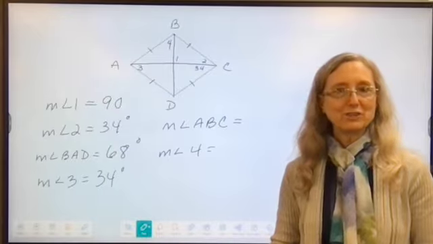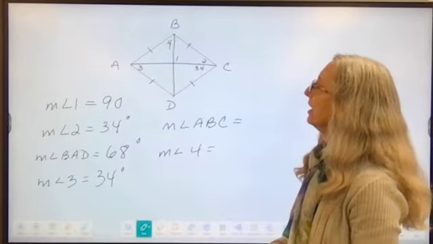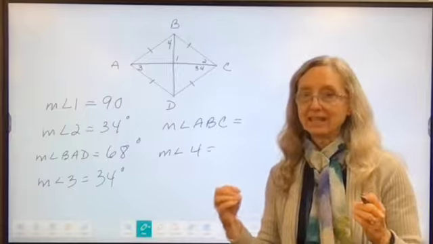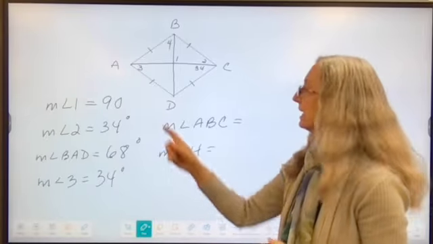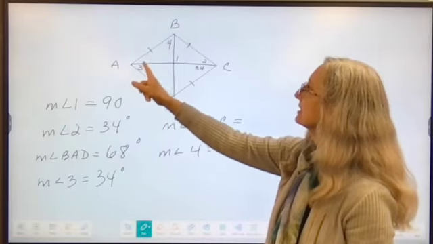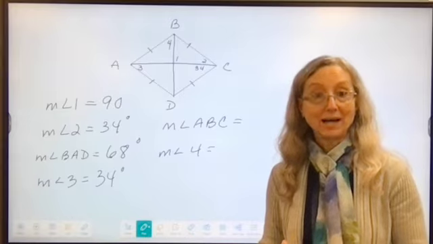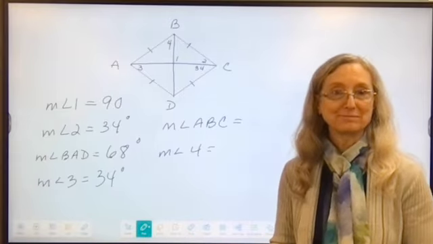Okay, let's find the measure of angle ABC, this angle up here. Remember that because this is a parallelogram, consecutive angles would be supplementary. If this angle here is 68, then this angle is 180 minus 68, or 112 degrees.